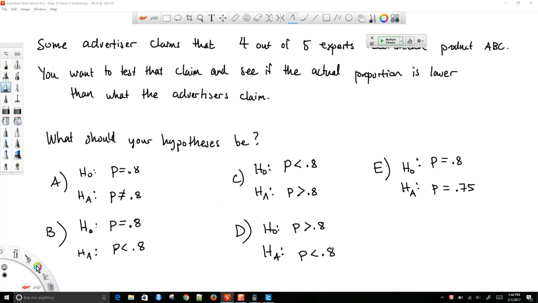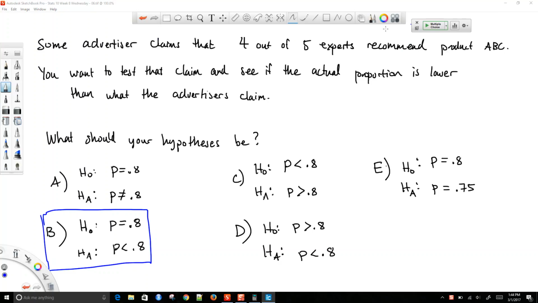Okay, so yes, this is the answer. The advertisers are claiming that 4 out of 5 recommend product ABC, and you want to test the claim and see if the actual proportion is lower. So that's how we decide that the alternative is going to be P is less than 0.8, okay? The null hypothesis always has an equal sign, so that eliminates choices C and D. And so it's going to be equals 0.8 versus less than that, all right? So the null hypothesis always has an equal sign.